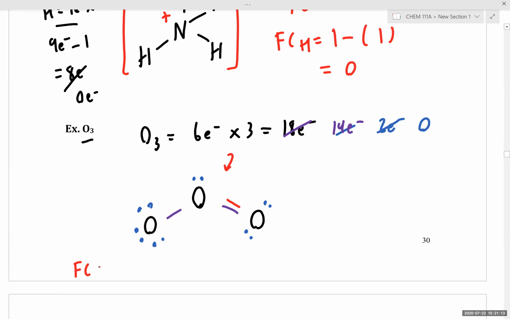So the formal charge of this oxygen on the left, what is the group number of oxygen? 6, okay. How many bonds are we forming for oxygen?